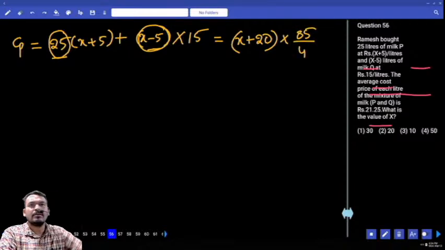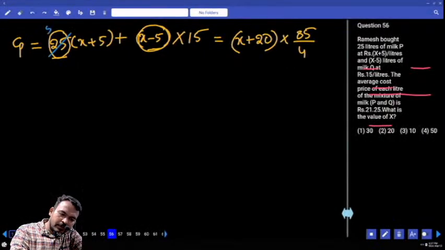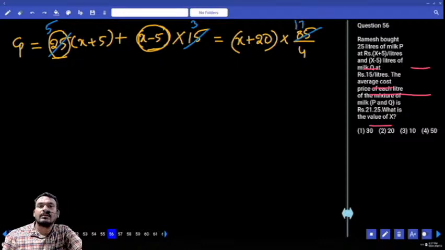What is the left hand side? Total cost. Right hand side also total cost. Both are equal or different? Equal. First, 5 how many times 25? 5 times. 5 how many times 15? 3 times. 5 how many times 85? 17 times, or not? Okay.